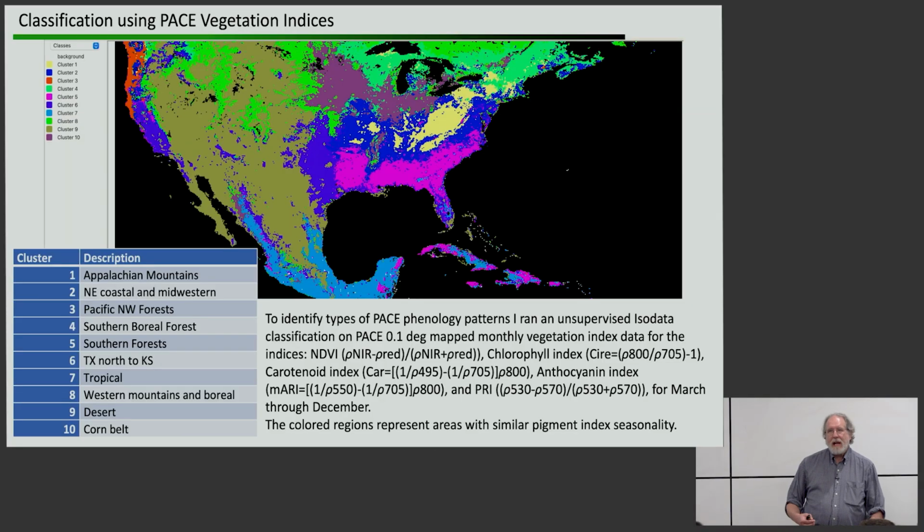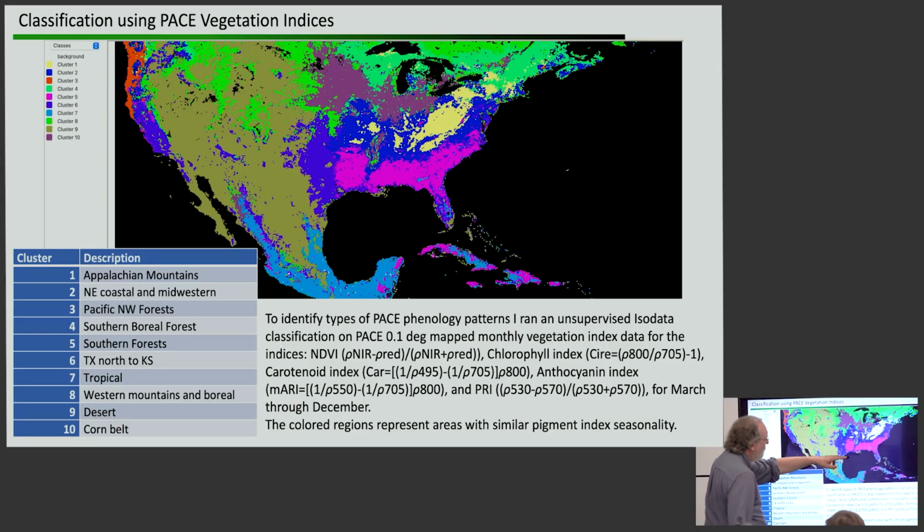There we go. And so this is basically a classification of the United States based on the dynamics of those pigment indices. And so this is a really simple unsupervised classification. But you can see these different regions coming out.